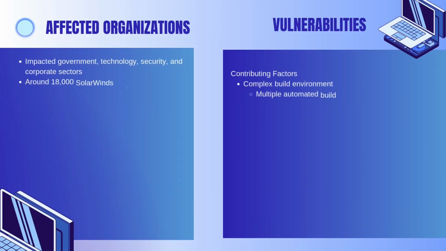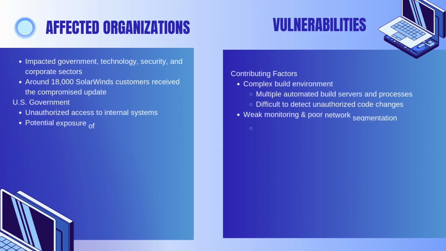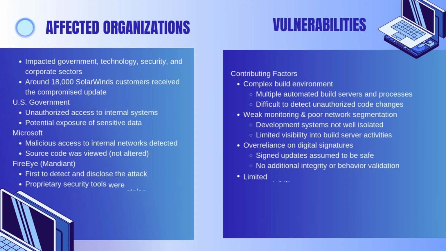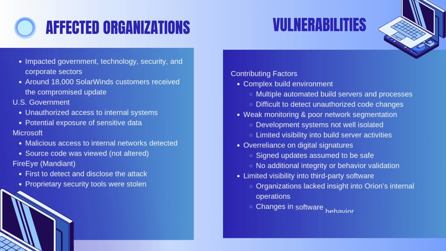Here I will explain some of the affected organizations. The attack impacted government, technology, security, and also corporate sectors. Around 18,000 SolarWinds customers received the compromised update. So the first organization is the US government agencies. Agencies such as Treasury, Commerce, and Homeland Security were affected.